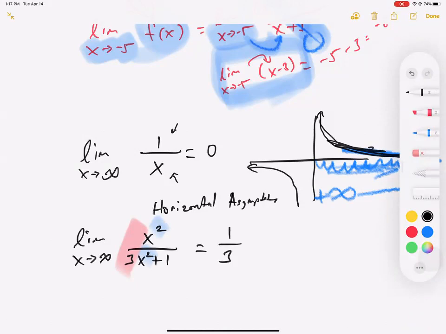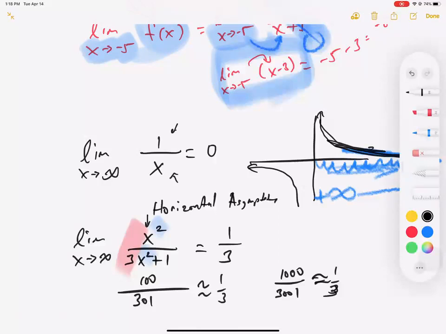Now, just to prove this to you, I'm going to plug in a large number, like 10. If I plug in 10, that becomes 100 over 301. Isn't this approximately 1/3? If this becomes 1,000, it'd be 1,000 over 3,001. Is that even closer to 1/3? So as x gets bigger, this problem gets closer and closer to 1/3. That's our horizontal asymptote. When you work on the worksheet today, you'll see that some of these problems are super easy, and I give you the hint: it's just the horizontal asymptote.